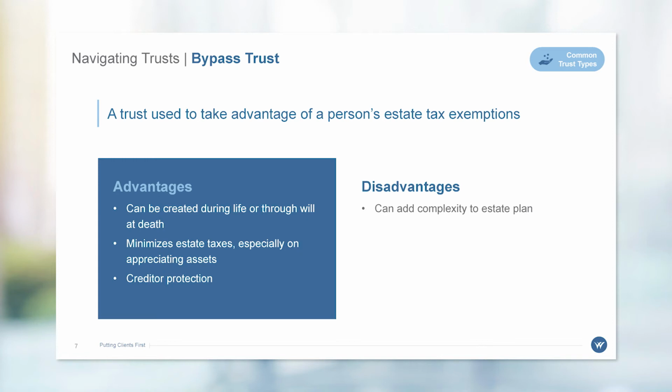This trust does add some complexity to the estate plan. So you're going from having no trust to one trust to two trusts, and it may also be seen in some cases as redundant due to portability rules, but it really does ensure that your estate tax exemptions are maximized by minimizing your overall estate taxes. And then, of course, this type of trust still offers that helpful creditor protection.